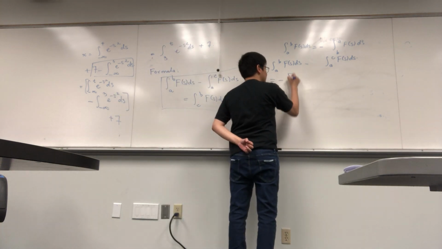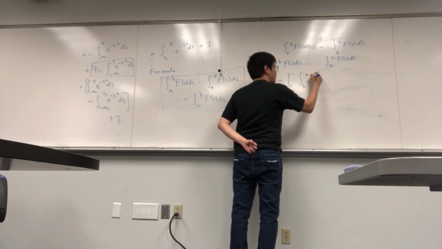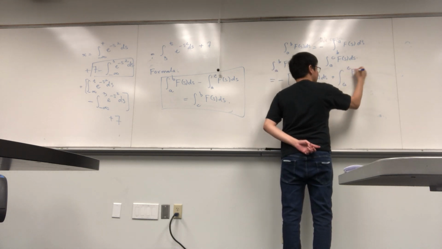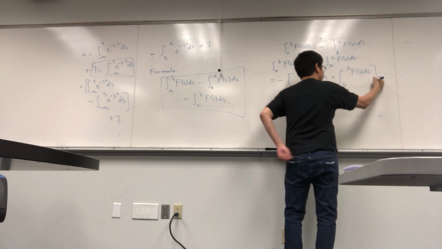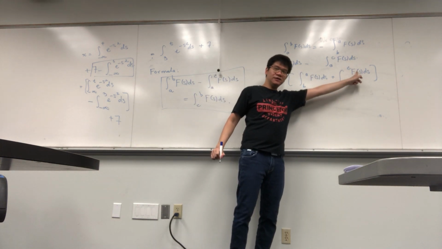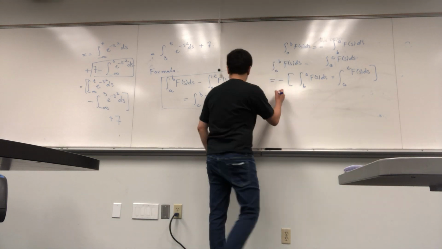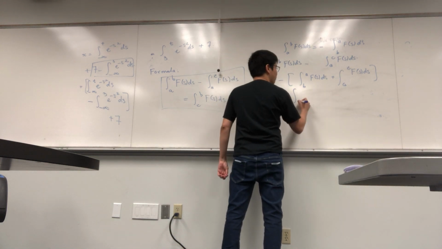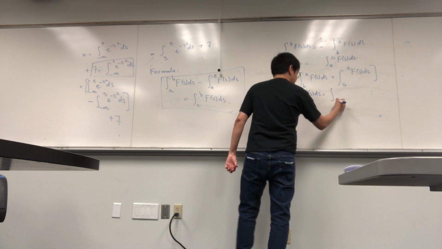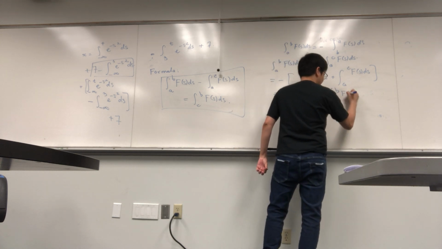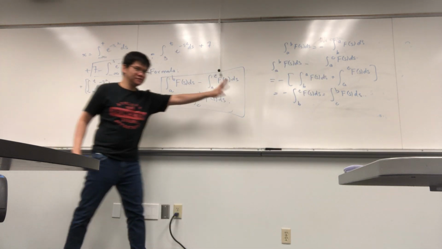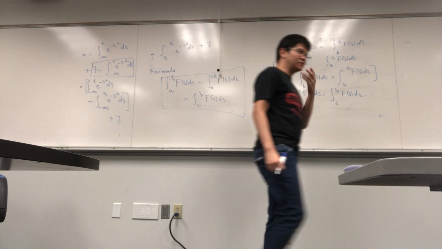And now you have minus the integral from B to A of f(s) ds plus the integral from A to C of f(s) ds. Here I have the integral from B to A, and here I have the integral from A to C. So I can sum them, and I get minus the integral from B to C of f(s) ds, and this is the integral from C to B of f(s) ds. But there is a simpler way to explain this.